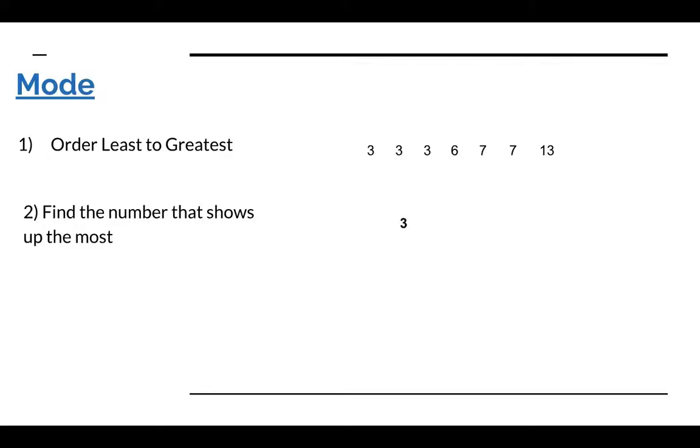And then the mode. Mode is the number that shows up more than any other number. So order your numbers, and just by looking at this, you can see that the mode is 3. If there happen to be 2 sets of numbers that are the same, say there are 3 3s and 3 7s, you put both down for a mode.